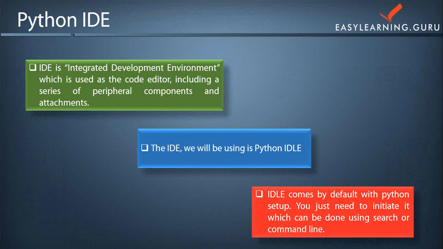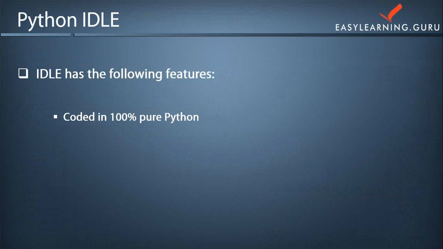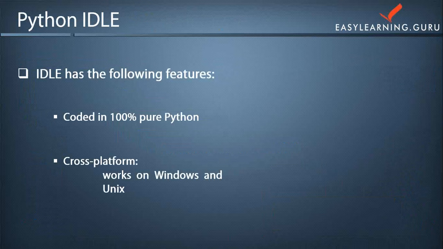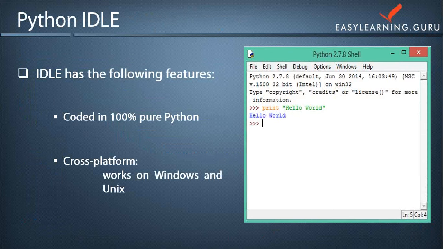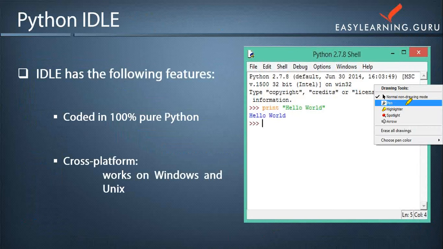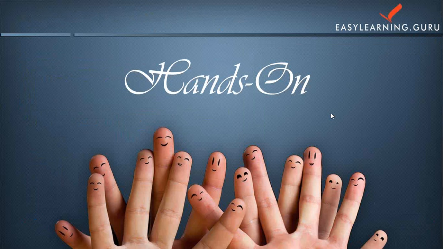Now let's see what Python IDLE is. IDLE has the following features: it is coded in 100% pure Python, and it is cross-platform, meaning it can work on Windows and Unix. This is how your Python IDLE or Python shell looks. You can see here it tells you which Python version you are using, it tells the date, and it tells the copyright credits also. Here I have printed a program, hello world, and it prints that. So we'll see now how to execute the very first program in Python in the hands-on session.